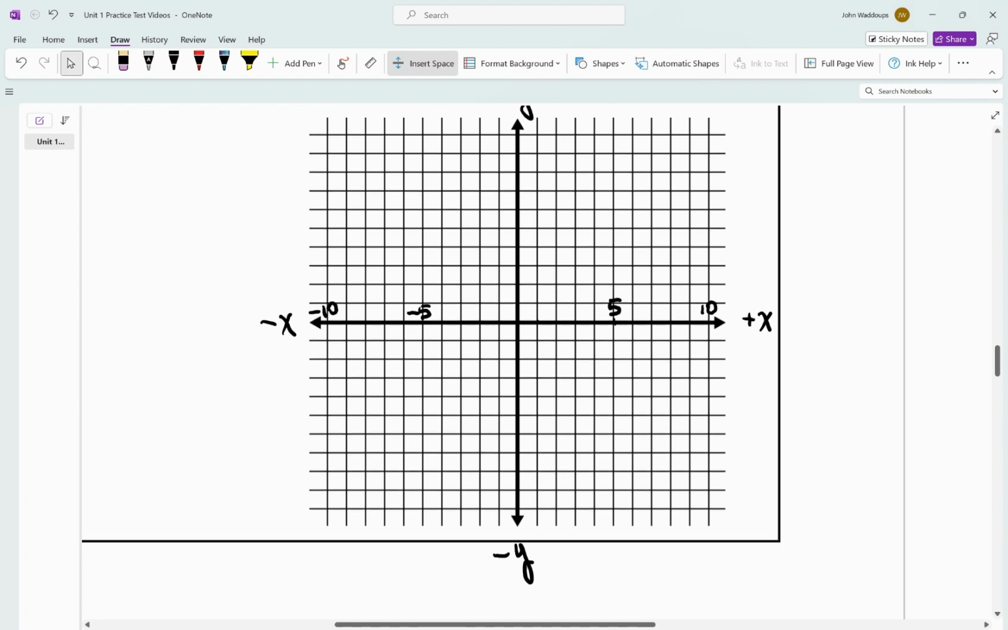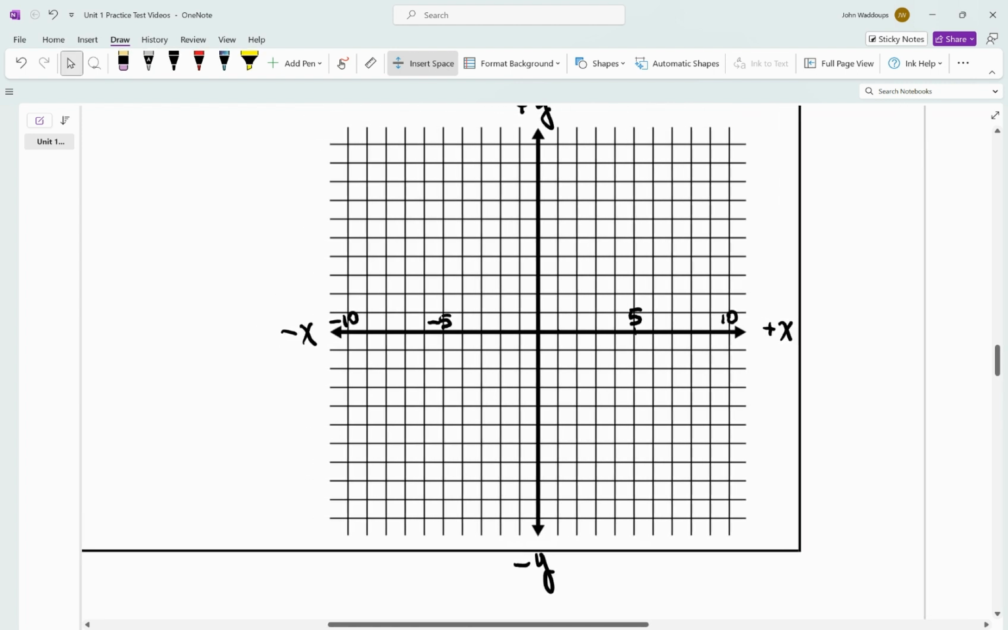Same with the vertical axis. I'm going to use the same scale. It doesn't have to be the same scale. The y and the x values can have different scales. This could be 1, 2, 3, 4, 5, 6, 7, 8, 9, 10. And then going down, -1, -2, -3, -4, -5, or -5 down here. And then 6, 7, 8, 9, 10, or -10 right here.